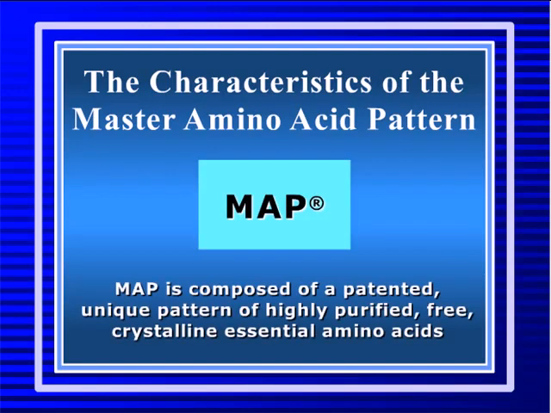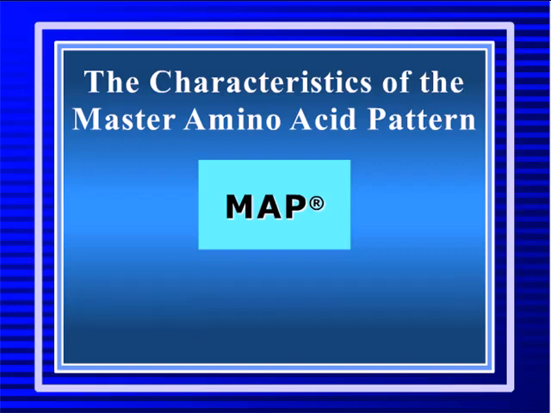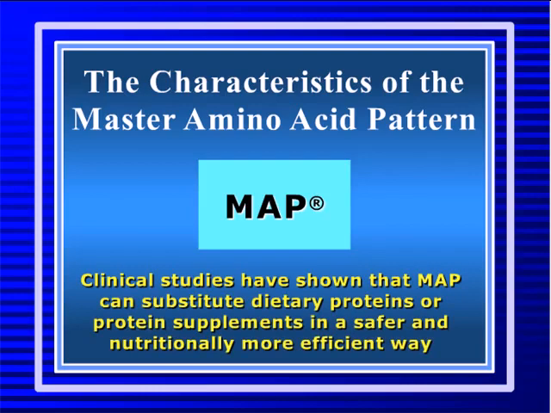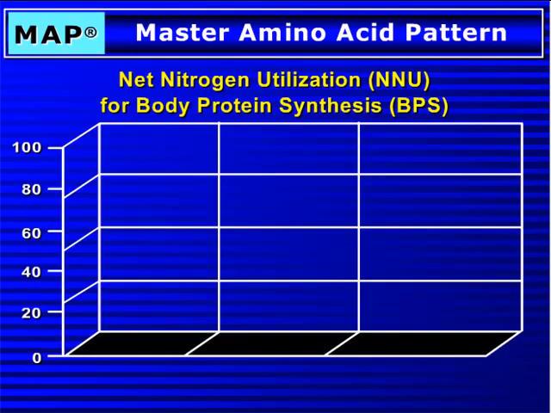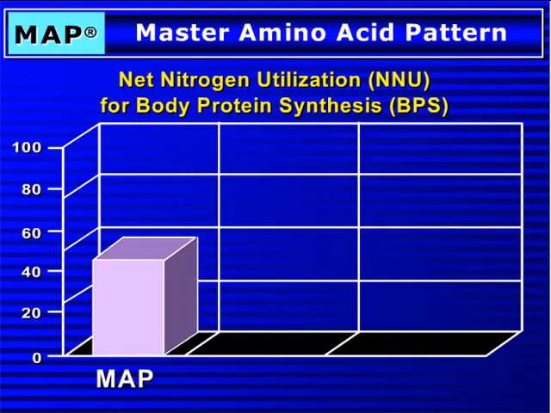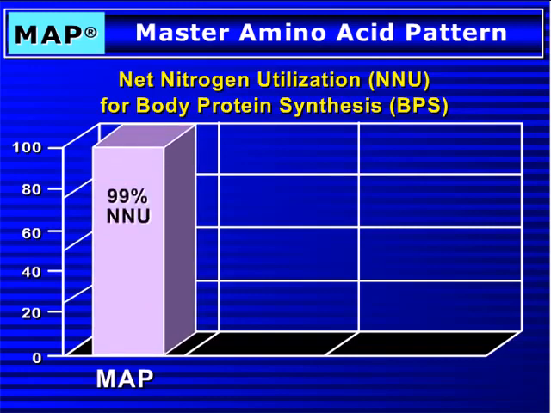Maap is composed of a patented unique pattern of highly purified, free, crystalline essential amino acids. Clinical studies have shown that Maap can substitute dietary proteins or protein supplements in a safer and nutritionally more efficient way. Net nitrogen utilization for body protein synthesis. Maap provides a 99% net nitrogen utilization, or NNU.